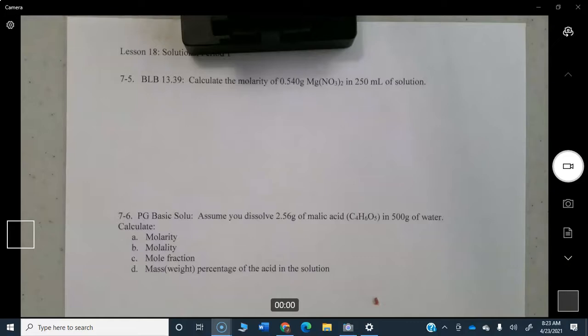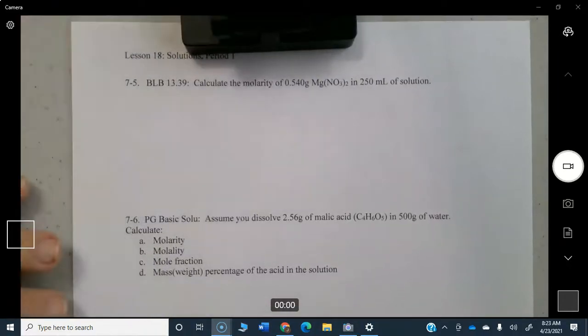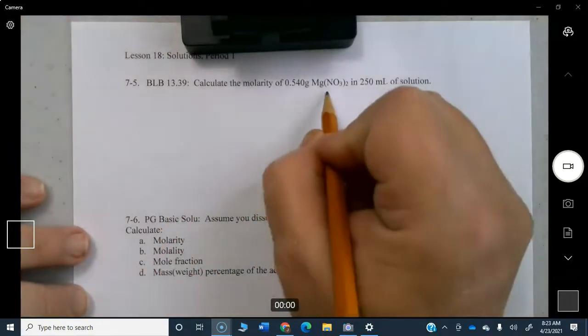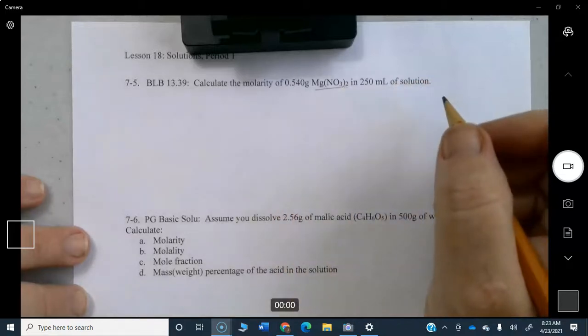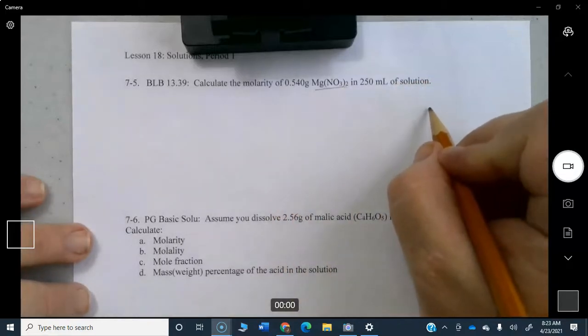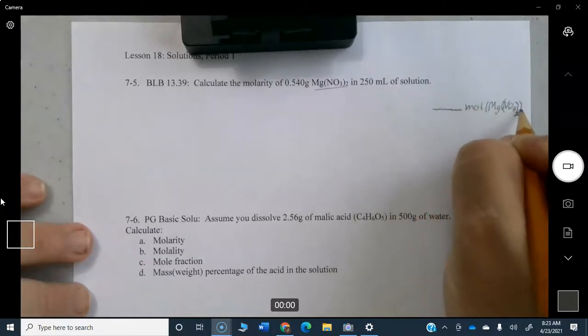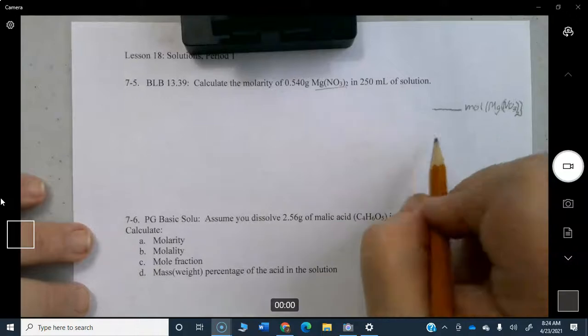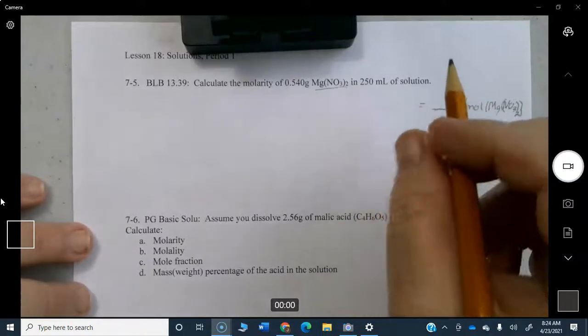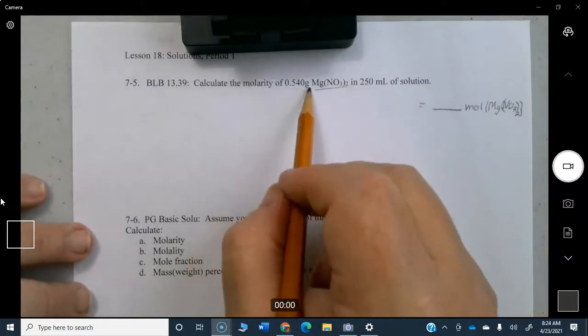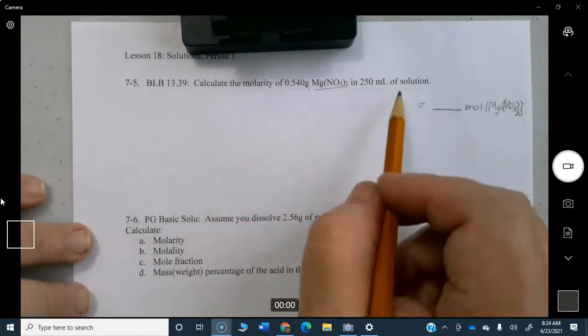So what I wanted to do is work you through these tough problems, have you practice those, and then when you get to these they should seem easier. They won't totally seem easy. You still have to get used to seeing these and knowing how to reason them through, but hopefully they seem a little easier. So here we're calculating molarity, and our substance is Mg(NO3)2. So it's going to be some amount of moles. We'll talk about how to deal with that. It says calculate the molarity of 540 grams in 250 milliliters of solution.